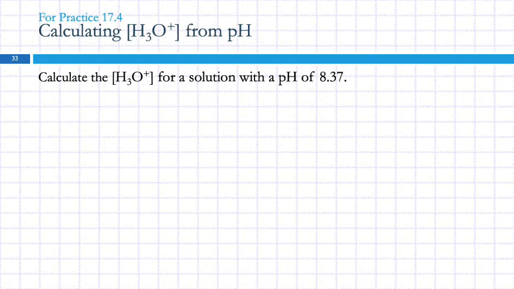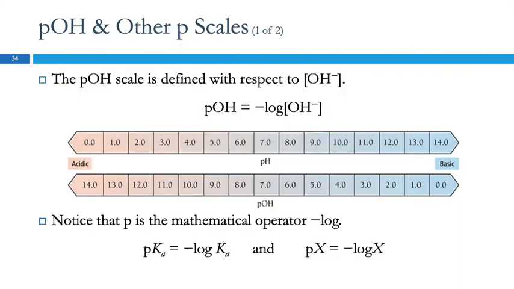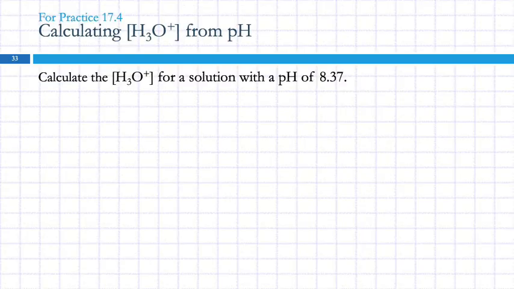Okay, going the other direction. Calculate the hydronium ion concentration for a solution with a pH of 8.37. Well, we have this equation. The pH is equal to the negative log of the hydronium ion concentration. We want to find the hydronium ion concentration, so we need to rearrange this equation. So first I'm going to multiply each side by -1.